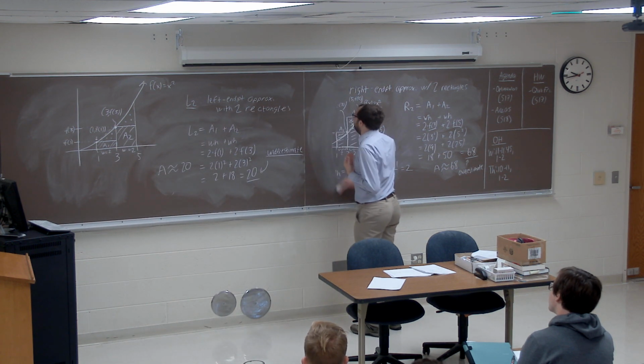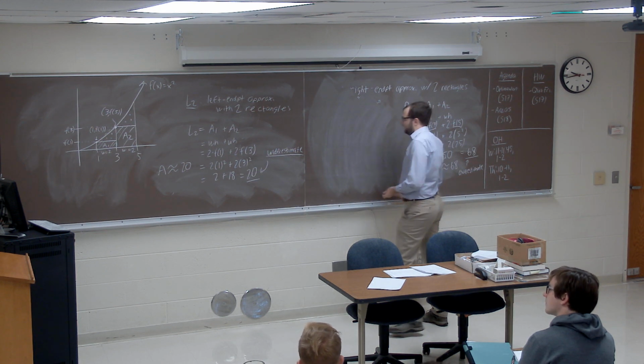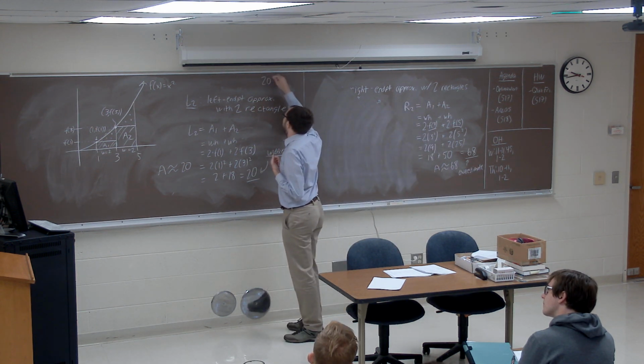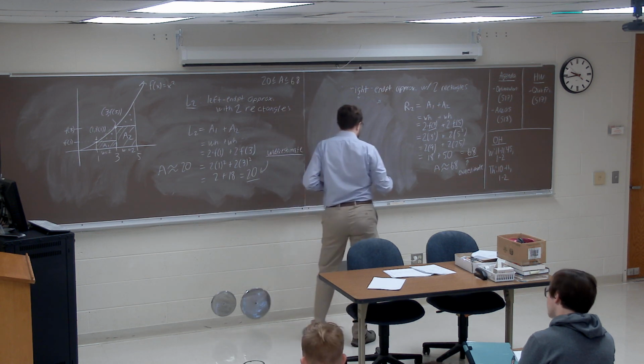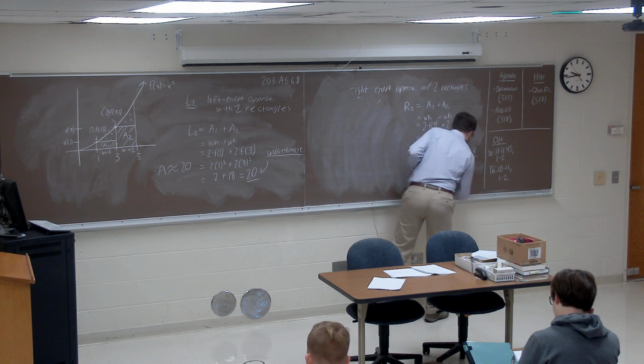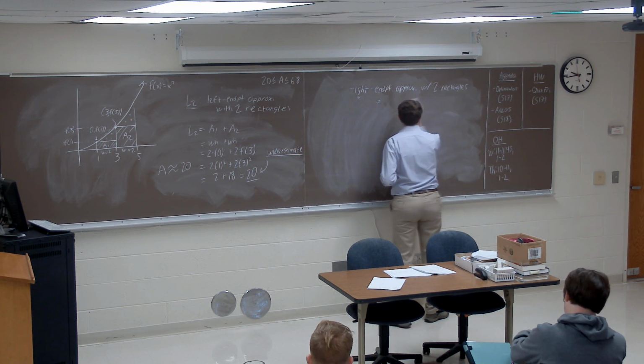Let's do the same process again. So I'll write this up here so we don't forget it. Area is between 20 and 68. Let's do the same process, this time using 4 rectangles.